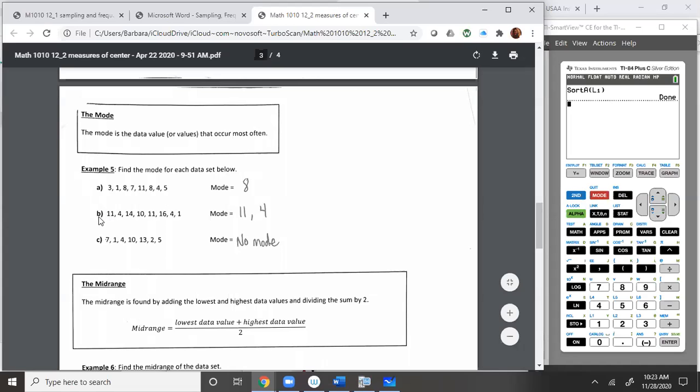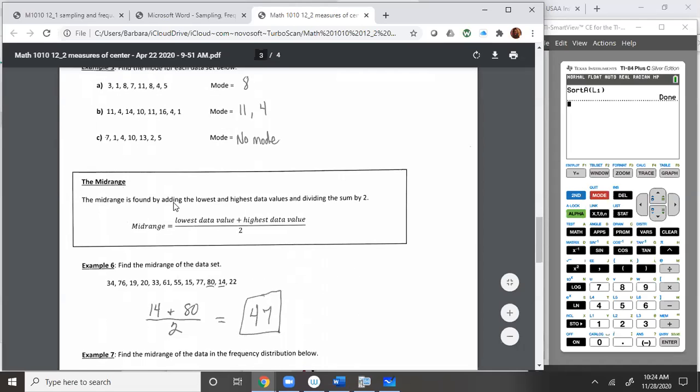In part B, we have 11, 4, 14, 10, 11, 16, 4, and 1. Here, the numbers 11 and 4 occur twice. So we have 2 numbers that represent the mode. So we could say this is bimodal. In part C, 7, 1, 4, 10, 13, 2, and 5, there's not one number that appears more than once, so there is no mode here.